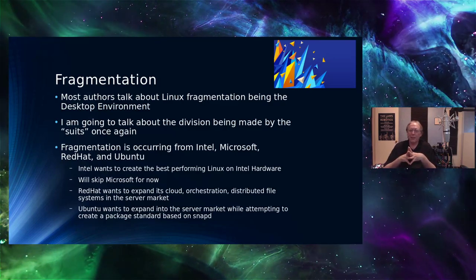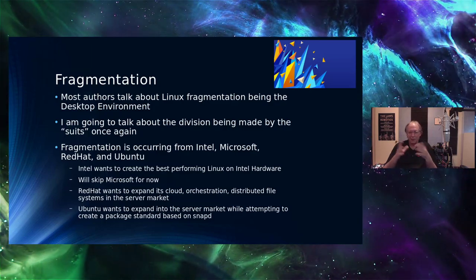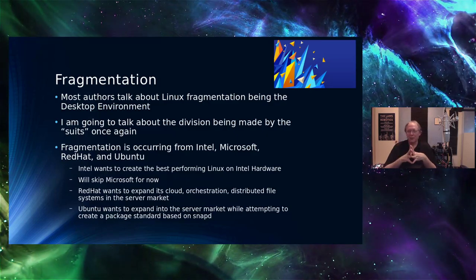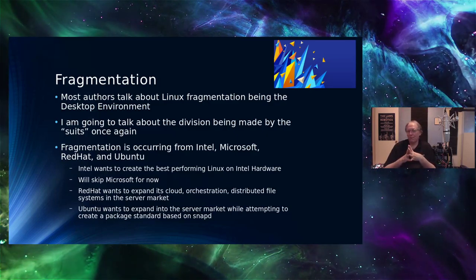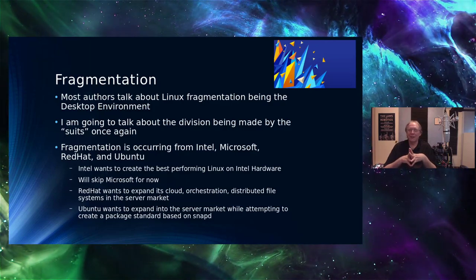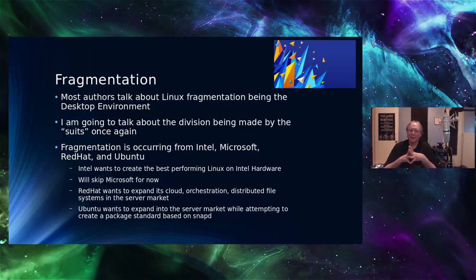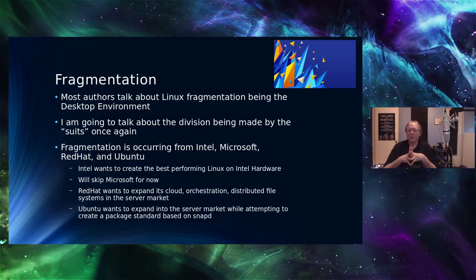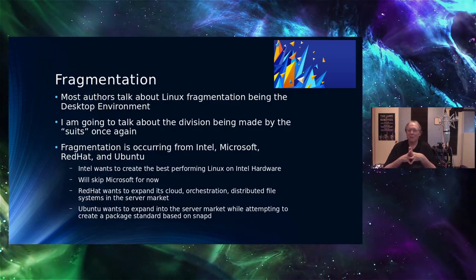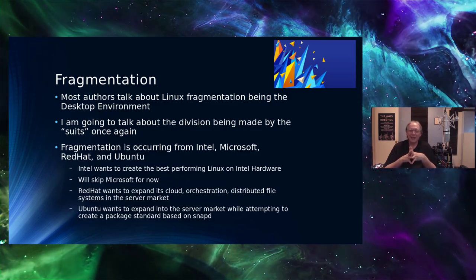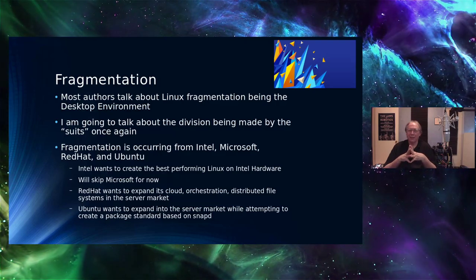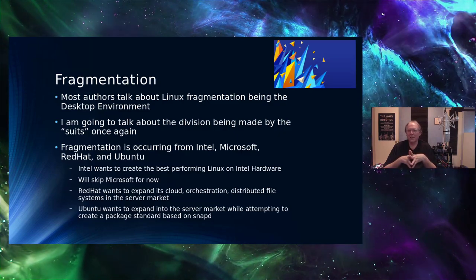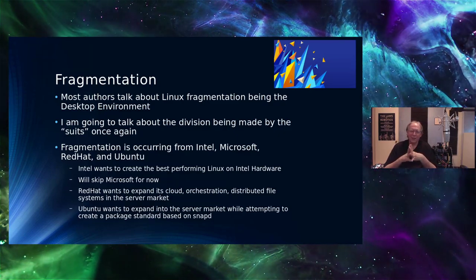Red Hat wants to expand its business into cloud orchestration, distributed file systems, and into the server market in general. They have, in the past, done some hemming and hawing around the desktop, but the only one they're really committed to is Fedora, and the only reason they're committed to Fedora is that it's the development platform for Red Hat. So it's kind of like they support the desktop like a hangman supports a rope. They're not really interested in it. They don't really care about it. Where they make their money is in the business side of things, and that's fine.